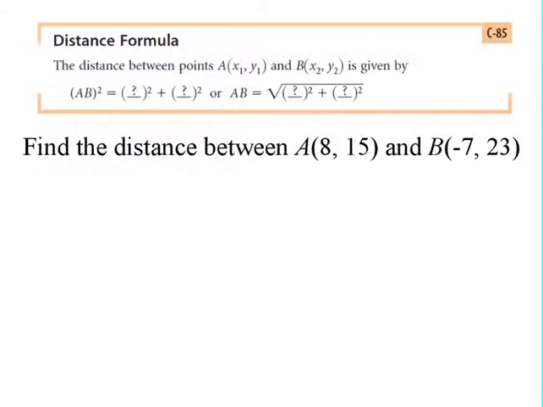So now, what happens when we don't have a visual? What happens when we don't have a visual and we're just given 2 points? I mean, am I going to take graph paper and draw out 2 points, 8, 15, and negative 7, 23? Chances are probably not. So there is a way that we can do this in general, and we're going to generalize this for every set of 2 points.